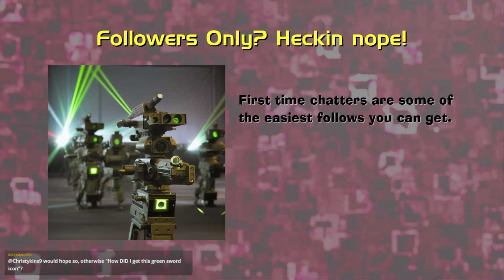First-time chatters are some of the easiest followers you can get. In my experience, you talk to someone, you say a few things to them, ask them how it's going, and they're easy followers to get. But a lot of those people aren't going to follow you if you have followers only mode on. Well, obviously they can, but they may not want to. So then you're putting that choice in front of them: do I want to follow this person in order to speak with them? Why put barriers up? Why put barriers up?